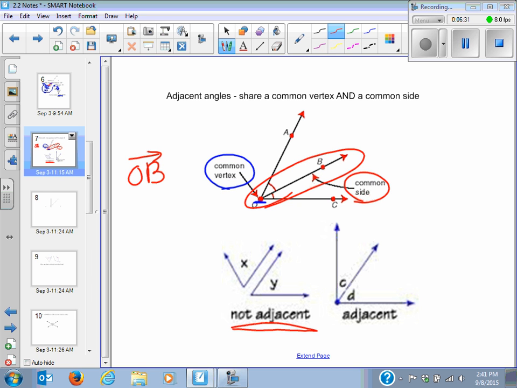These guys are not adjacent. Okay, I got a clear example of a non-adjacent. I know it's kind of blurry, but they're not adjacent. They're not touching. There's space in between them. Not adjacent. Adjacent, they're touching. There's that common side that they are sharing.